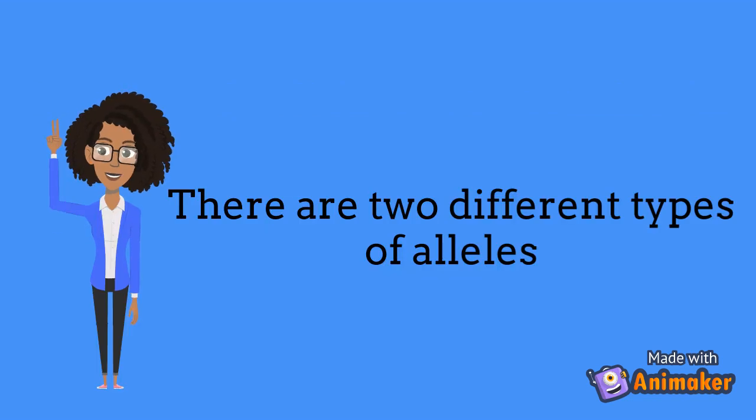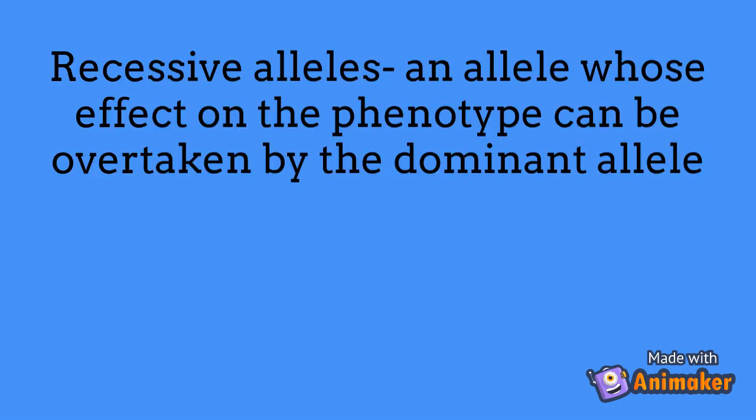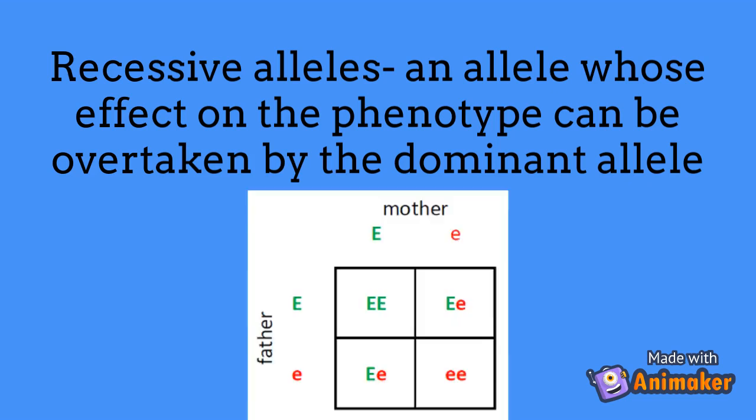There are two different types of alleles, recessive and dominant alleles. Recessive alleles are alleles that can be overtaken by their counterparts. Recessive alleles are shown by small letters, so for eye color, the recessive allele would be a small e.